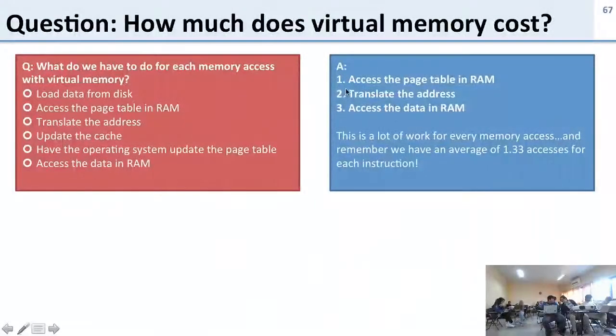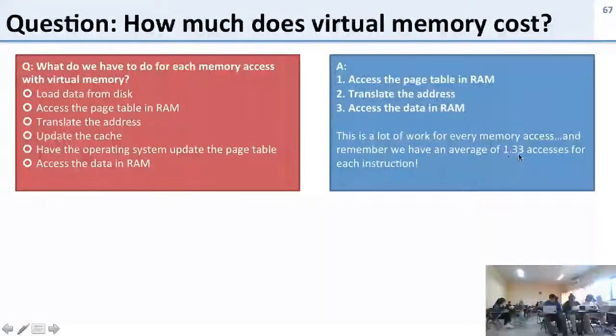Well, we've got to access the page table in RAM. So we've got to go find the page table so we can get the page table entry for the translation. That's one memory access. Then we have to translate the address. That's a bunch of operations. Then once we've got the final physical address, we can go access the data in RAM. So we have to do at least two memory accesses here, one to the page table and one to the data for every access we want to do, plus all the work we have to do for this translation. So this is a lot of work.